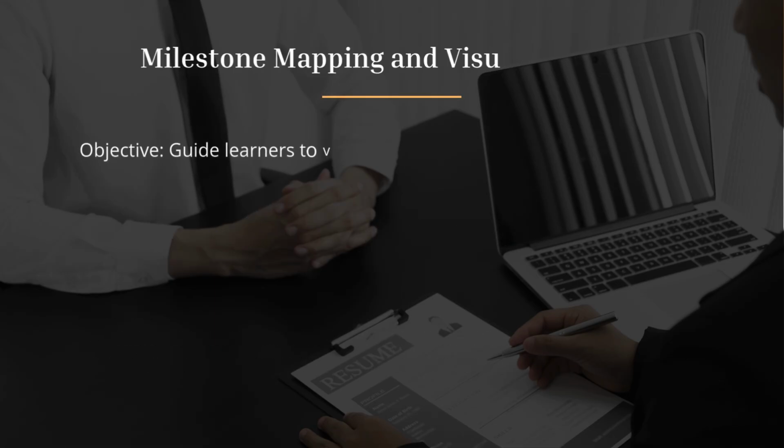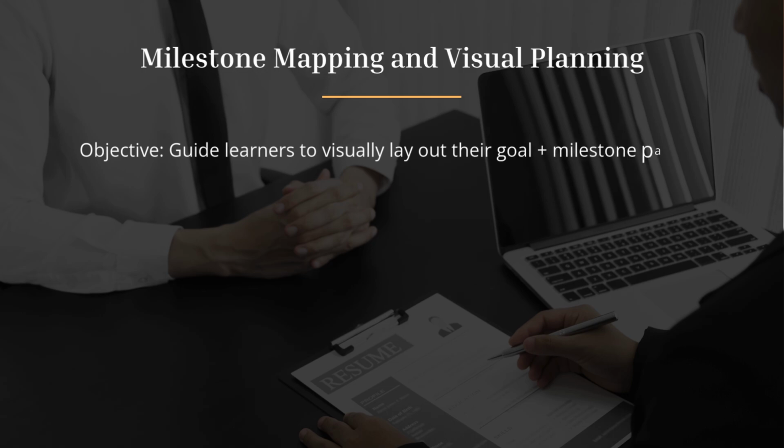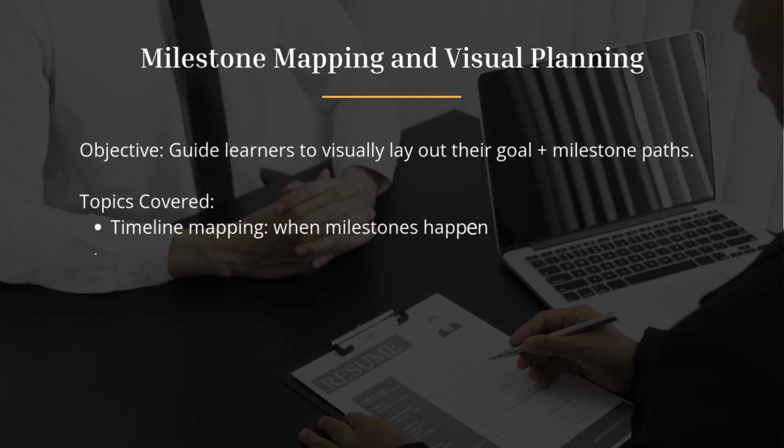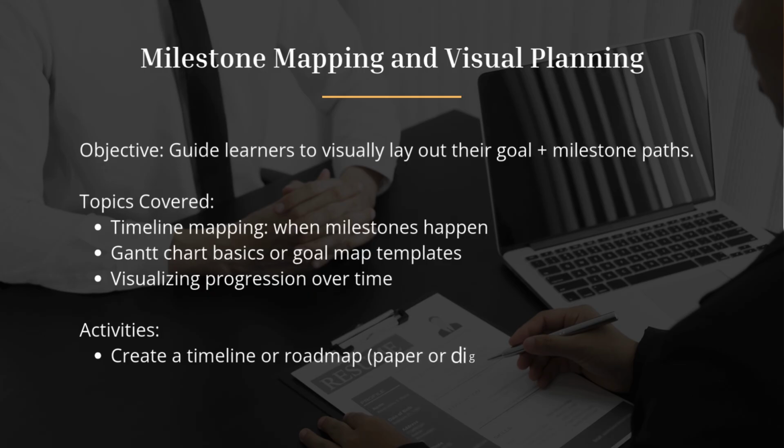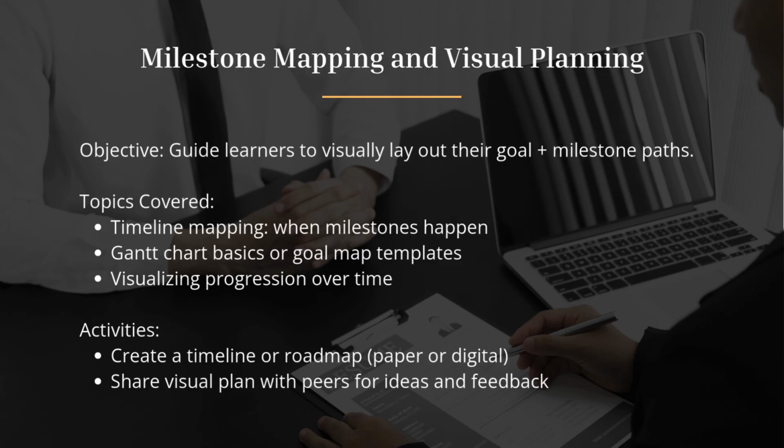Milestone mapping and visual planning. Objective: guide learners to visually lay out their goal plus milestone paths. Topics covered: timeline mapping, when milestones happen; Gantt chart basics or goal map templates; visualizing progression over time. Activities: create a timeline or roadmap, paper or digital. Share your visual plan with peers for ideas and feedback.